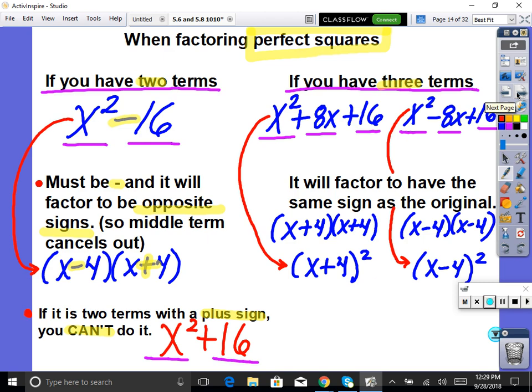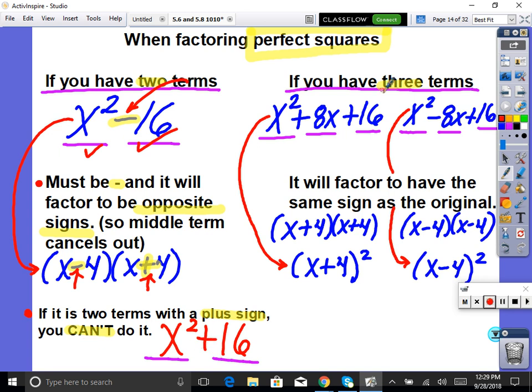Okay, this is all of those things that we've learned so far, all the factoring. So if you have two perfect squares and it has a subtraction sign and you're missing a middle term, it'll factor to be conjugates. If it has two perfect squares and it has no middle term but it has a plus sign, you cannot factor it.